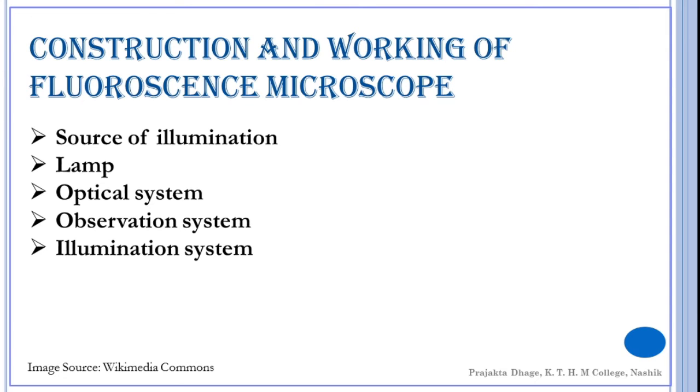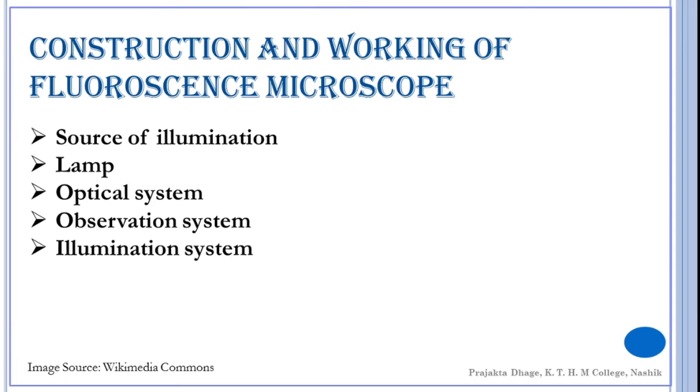Now we'll move on to the lamps. There are 3 types of lamps which are generally used: mercury arc lamps, xenon arc lamps, and tungsten halogen lamps. Mercury lamps are most commonly used.